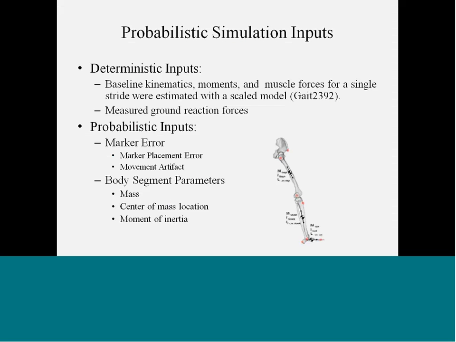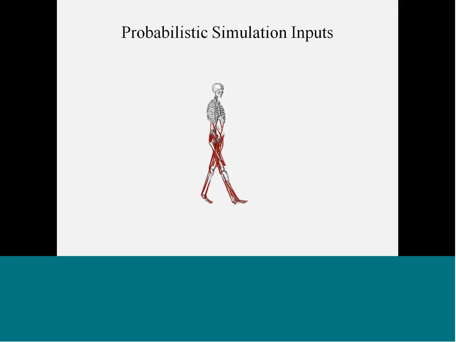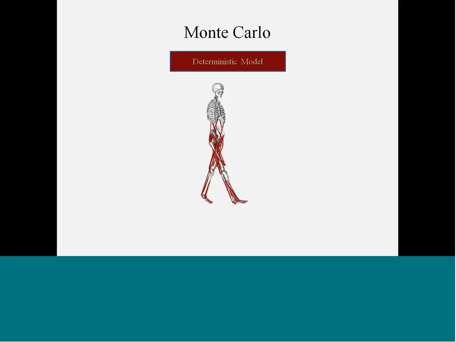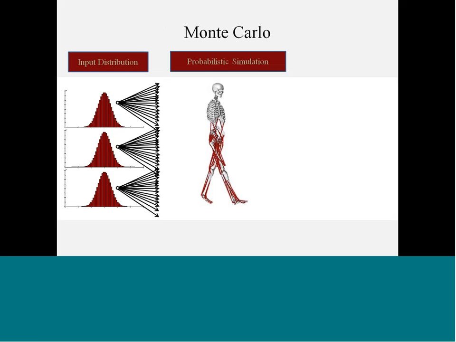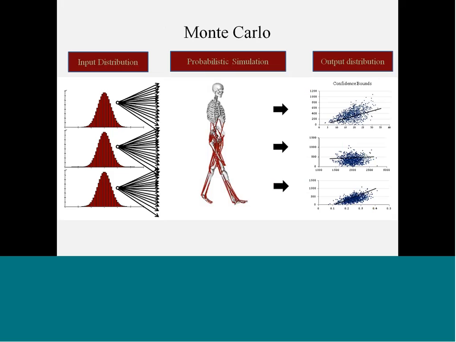The second source of uncertainty we looked at were body segment parameters, specifically for mass, center of mass location, and moment of inertia for each segment of the lower extremity. And finally, the muscle properties that we looked at specifically were the maximum isometric force, tendon slack length, and the pennation angle. So we did this in a Monte Carlo framework where we began with that deterministic model to define the baseline. We then defined input distributions for each of those sources of uncertainty and individual parameters and calculated our output distribution for confidence bounds and sensitivity.